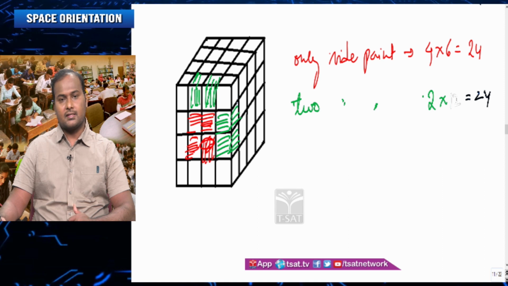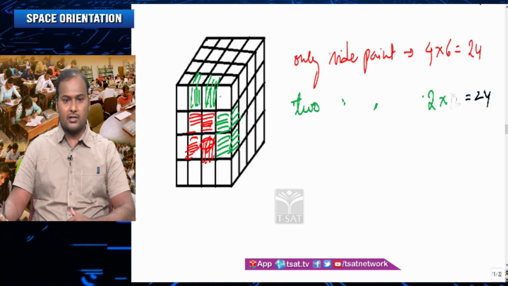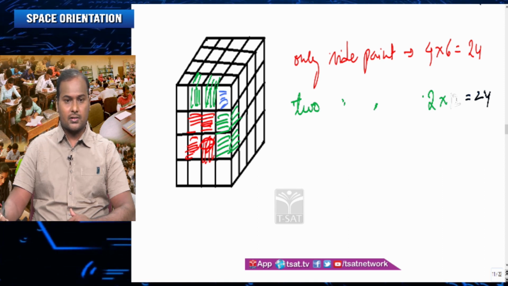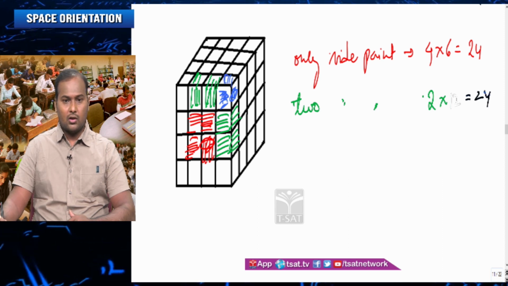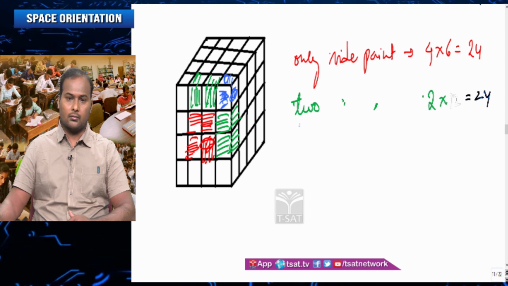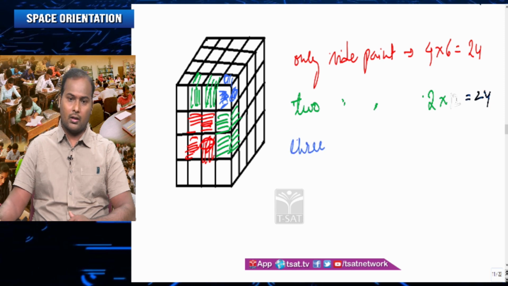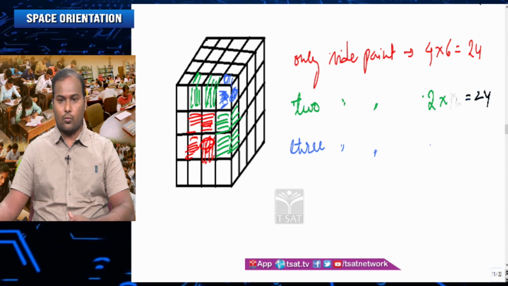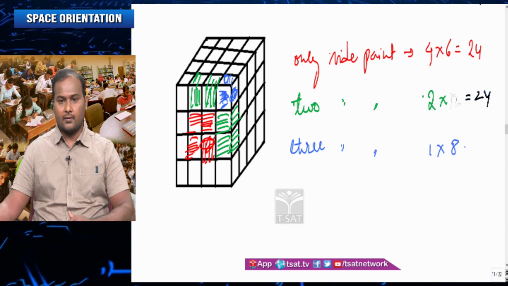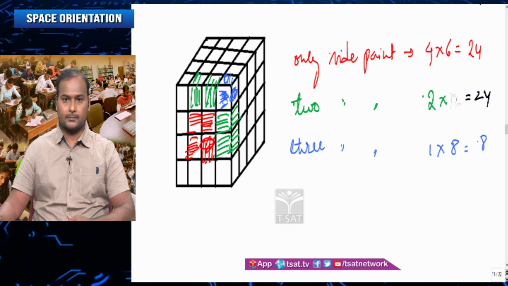Now the next question is, how many small cubes are possible with three side paint? So where is three side paint possible? Three side paint is possible on the corners, right? So this is the corner. So per corner how many? 1. Total how many corners? We have total 8, so 1 multiplied by 8. So your answer is 8 here.